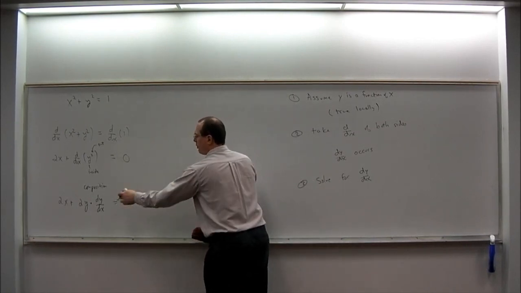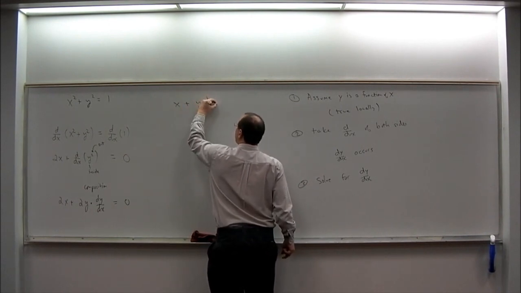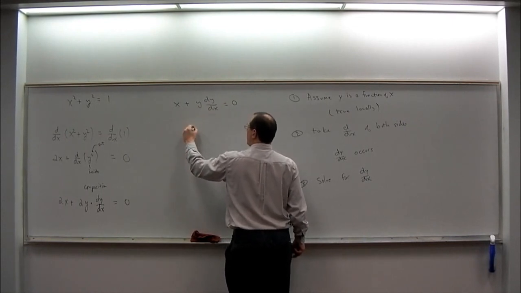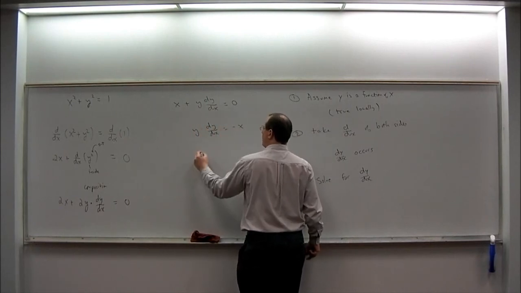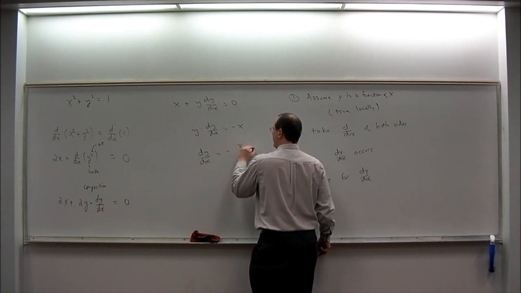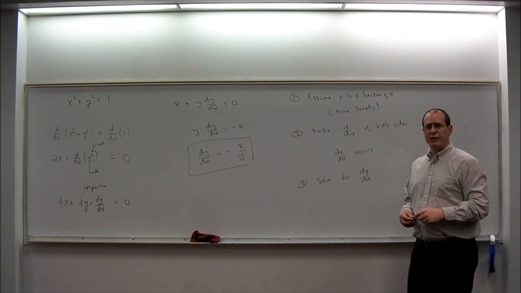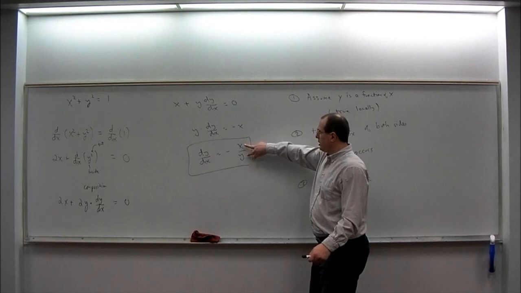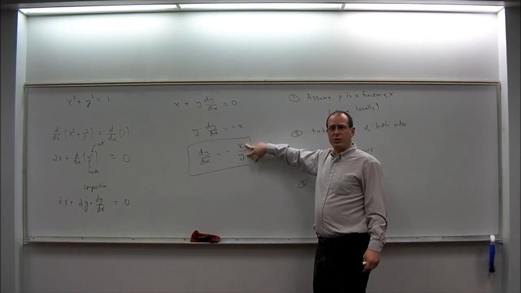So we can divide both sides of this equation by 2. So we have x plus y dy/dx is equal to 0. And then we can solve for dy/dx. We get y times dy/dx is equal to negative x, and then dy/dx is equal to negative x over y. So that will tell us the slope of a point on the unit circle. If you have a point (x, y) on the unit circle, the slope of the tangent line is negative x over y.